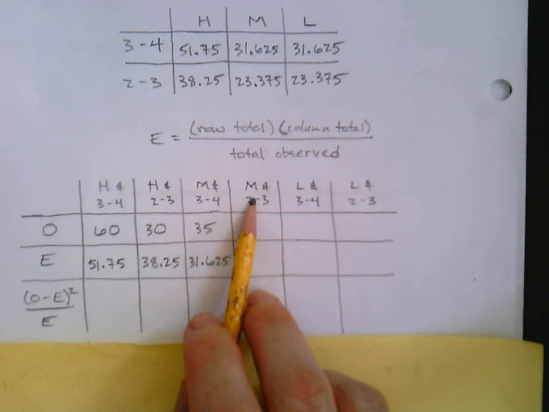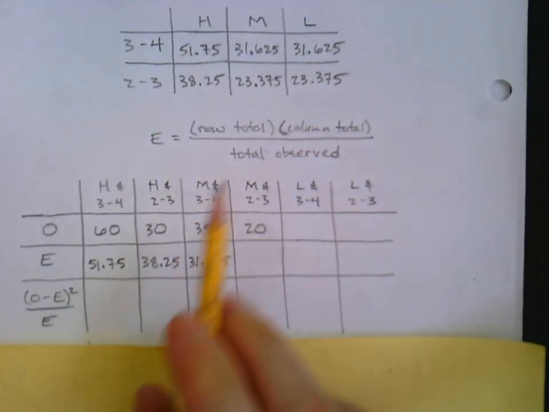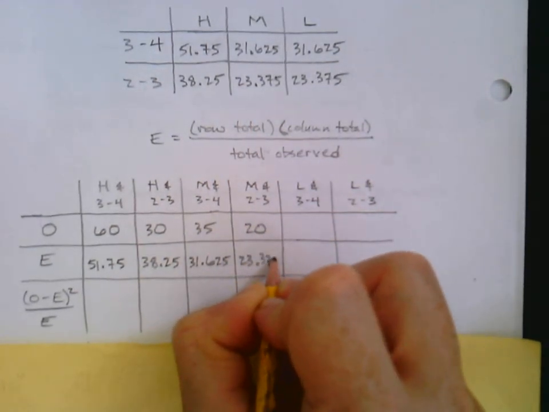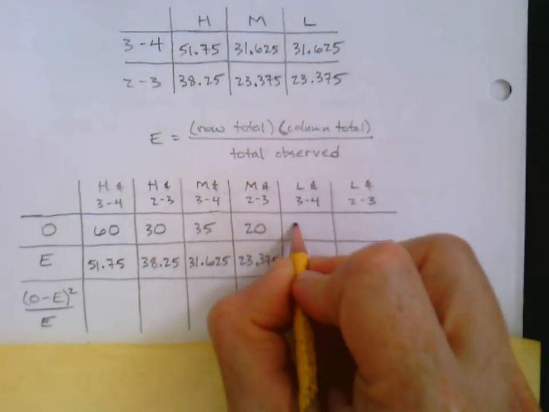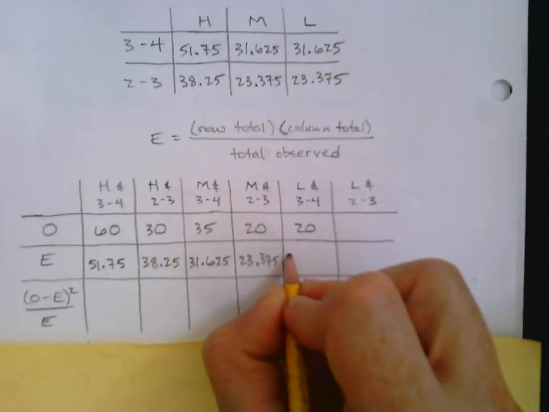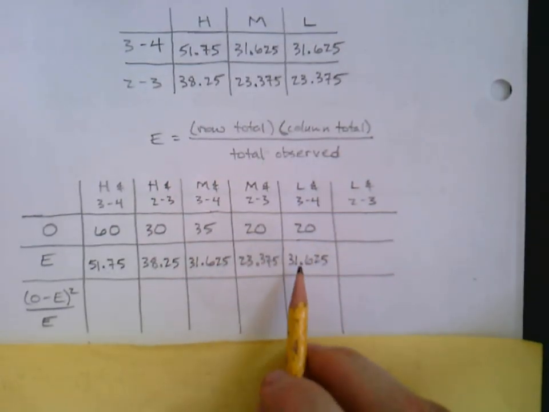Medium and 2 to 3 is 20. Well, this one's pretty close, 23.375. Low and 3 to 4 is 20, but we would expect 31.625. Well, that's quite a difference there.